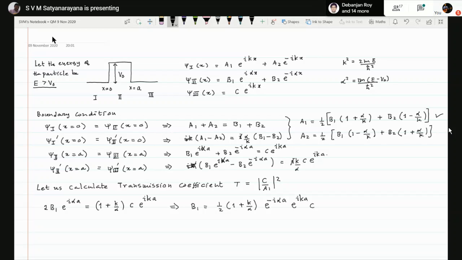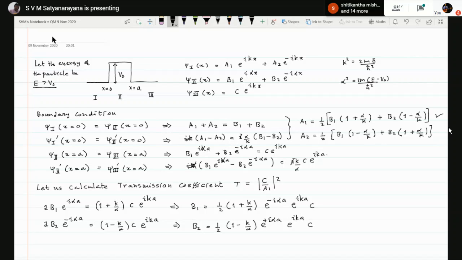Now I will subtract this equation. That will give me 2 times B2 into e to the minus i alpha a is equal to 1 minus k by alpha into C into e to the power i k a. So that gives me my B2, which is equal to half into 1 minus k by alpha into e to the plus i alpha a into e to the i k a into C.